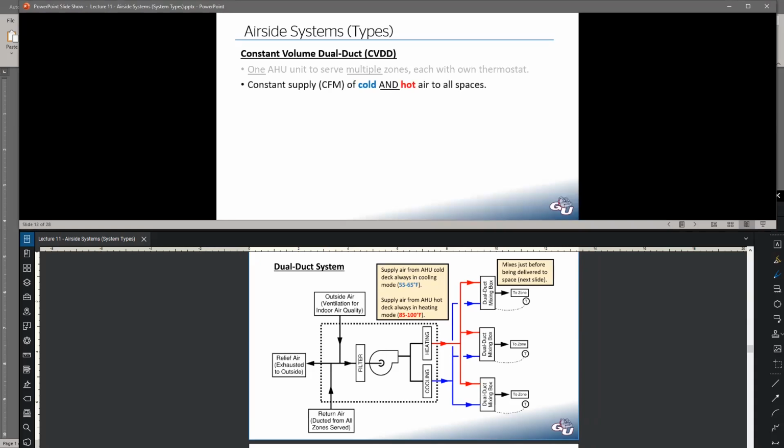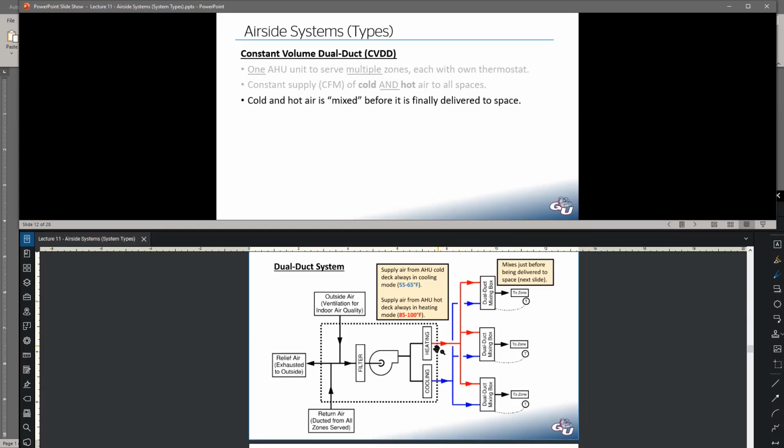Again, we have a constant supply of airflow, so a constant CFM, and that is in the name, constant volume. That tells you that we're moving the same amount of air all the time. A big difference with a dual duct system is this is providing both hot air and cold air. If you look at this diagram, you can see this is configured differently than everything we've looked at before, where our heating and our cooling coils are now in parallel rather than in series. And our cold and our hot air gets mixed before we finally deliver it to the space.